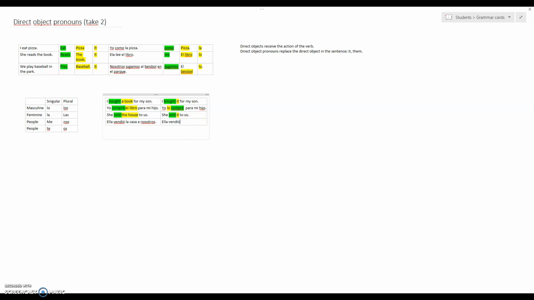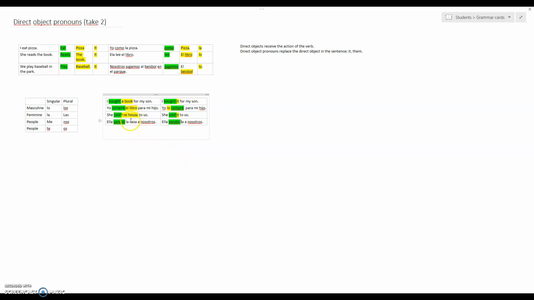Ella vendió la casa a nosotros. Again, like I did with the first sentence, I'm not going to take care of the position placement yet because I want you to see how it's connected. So sold is vendió, so there's your verb. I'm going to highlight vendió here too. It's going to be green, all the verbs are green.